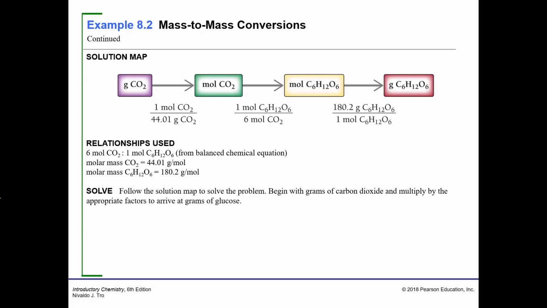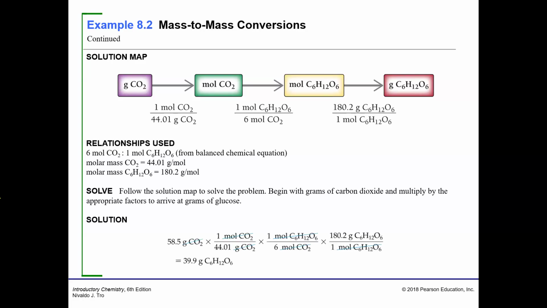So you follow the solution map to solve the problem. Begin with grams of carbon dioxide and multiply it by the appropriate factor to arrive at grams of glucose. All right. So that's what we are doing. Look at how we are doing. This is the solution. 58.5 grams of carbon dioxide. We have 1 mole of carbon dioxide give us what? 44.01 grams of carbon dioxide. So the grams will cancel the grams.